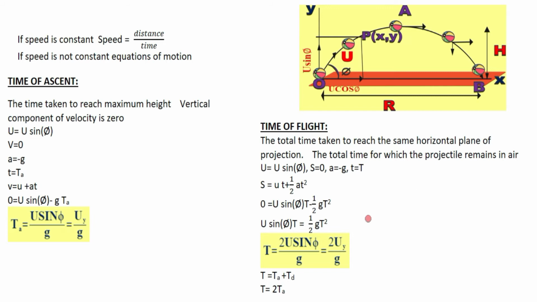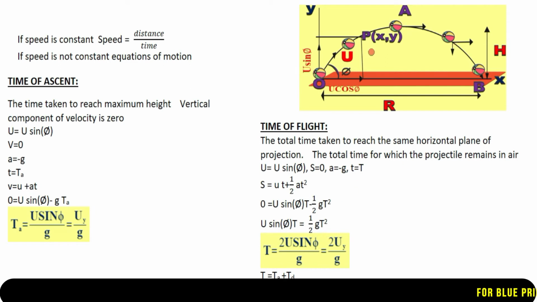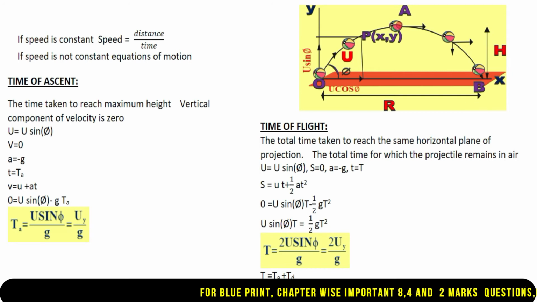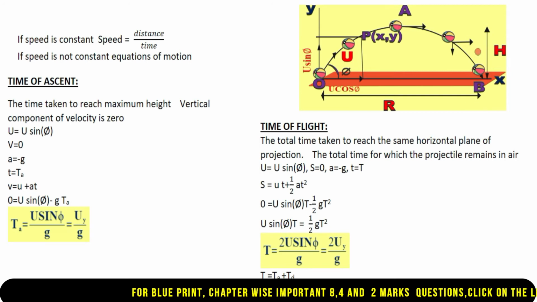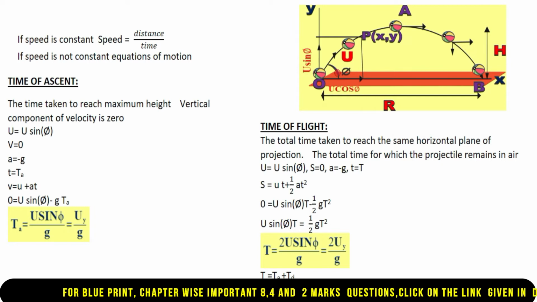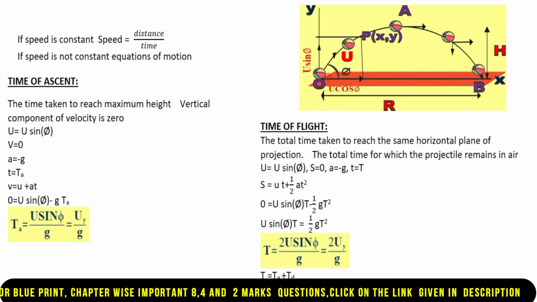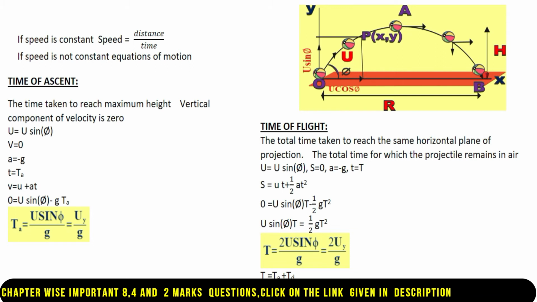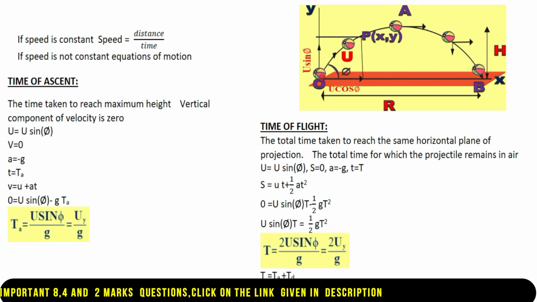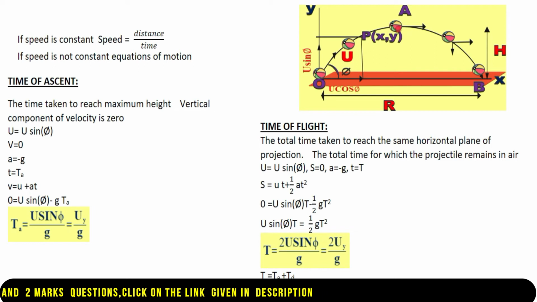Let us derive the expression for time of flight using another concept. First, we know that Ta is the time taken by the projectile to go from O to A. Similarly, the time taken by the projectile to reach from A to B is called time of descent. Now this time of ascent will be equal to the time of descent. That means the time taken by the projectile to go from O to A will be equal to the time taken by the projectile to go from A to B.